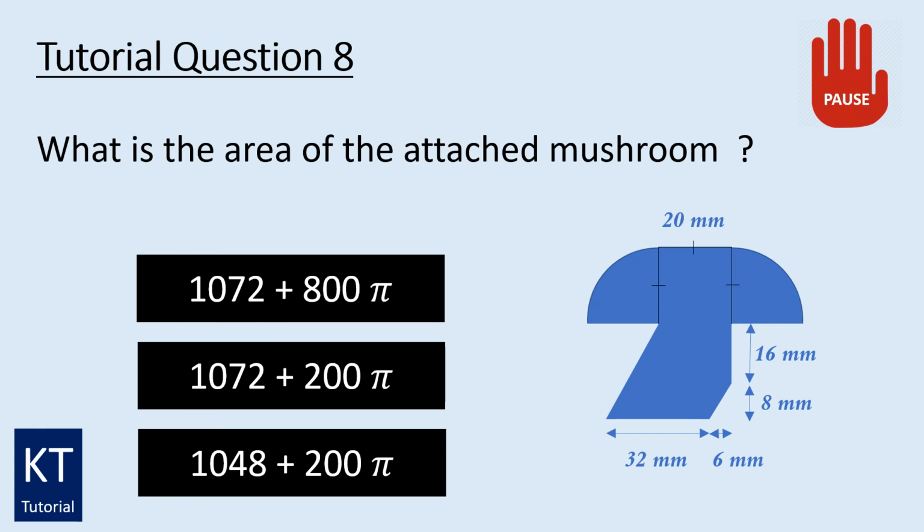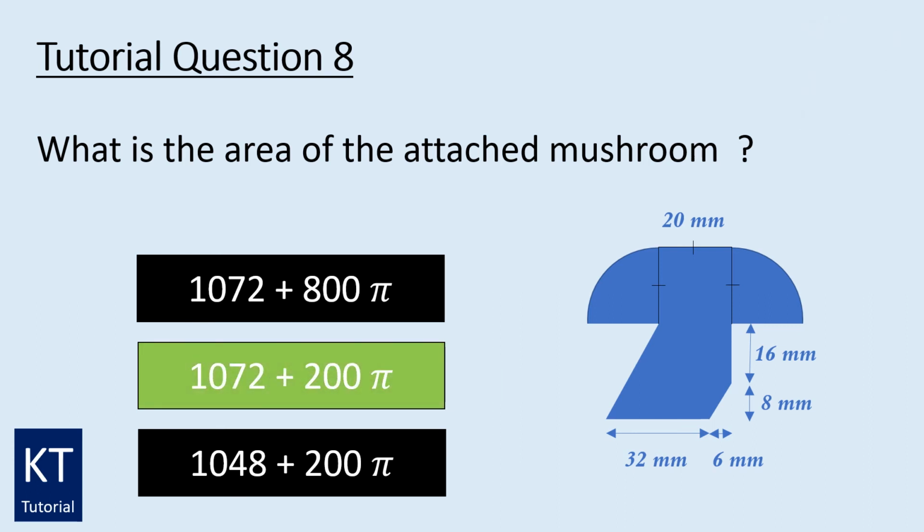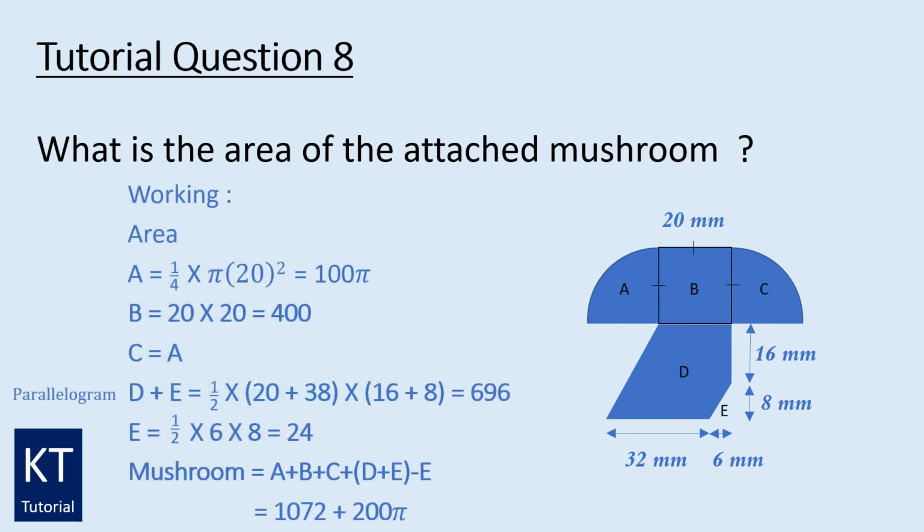Tutorial question 8. What is the area of the attached mushroom? Do press the pause button now should you need more time to work out the question. And the answer is 1072 plus 200 pi. It is easiest that we divide and rule here. For this question, it means breaking them into smaller chunks, as well as identifying the area for each of these chunks. We can later sum the area of all the chunks to get to our answer.